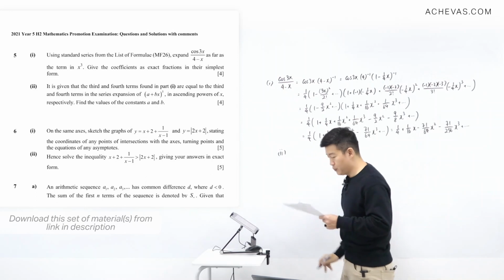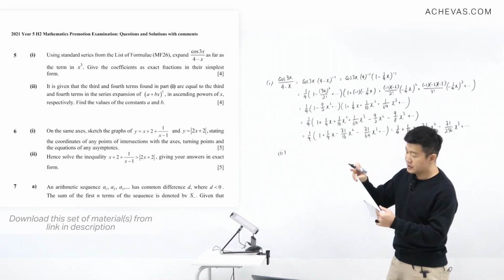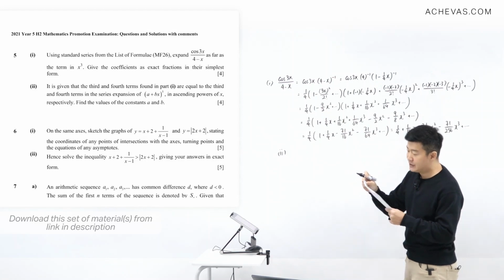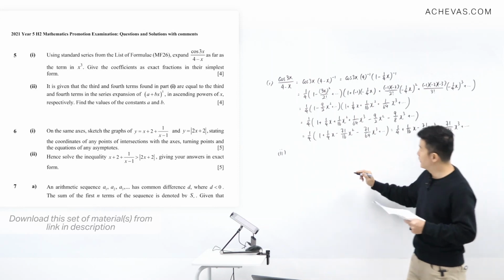So in part 2, the question says that it is given to us that the third and the fourth term found in part 1, which is this, the third and the fourth term.